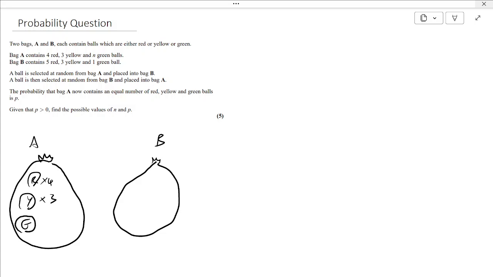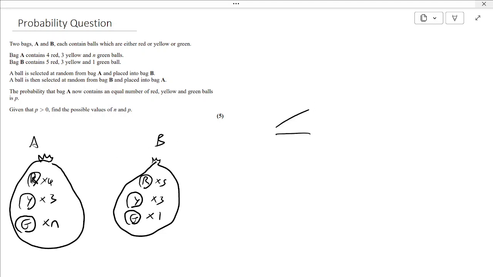So one of the reasons this question is quite tough, I think, is that initially you might think a tree diagram is definitely going to help me here. It turns out a tree diagram is not really too helpful for a couple of reasons. So firstly, the fact that what we're interested in the end is what kind of state bag A is in. Do we have the same number for each colour in bag A?